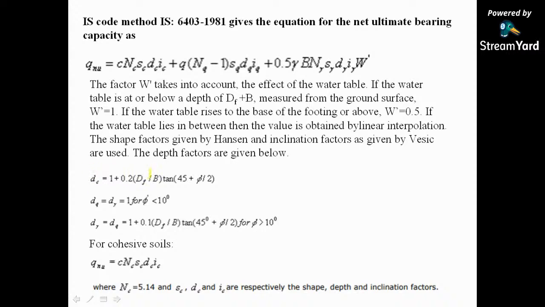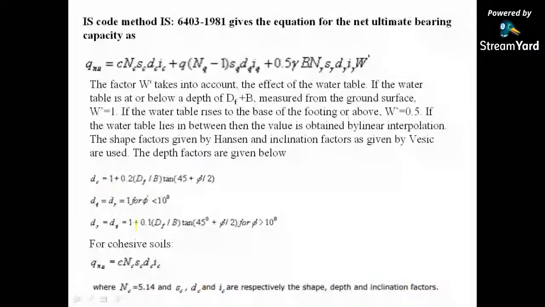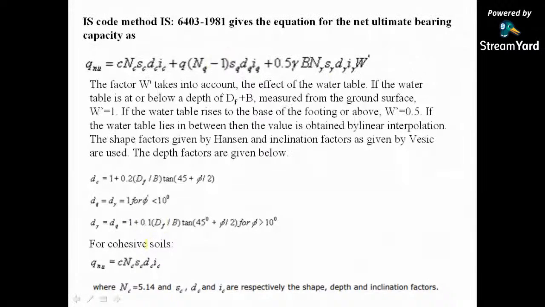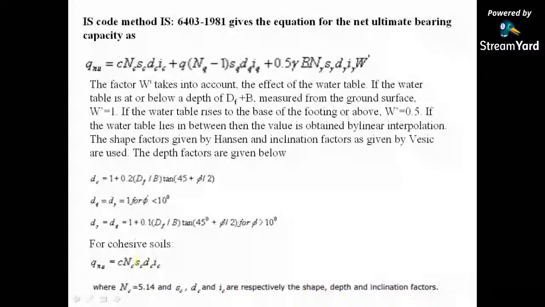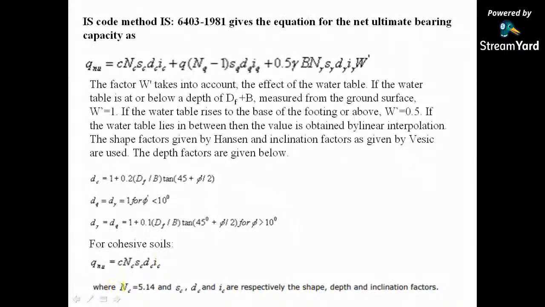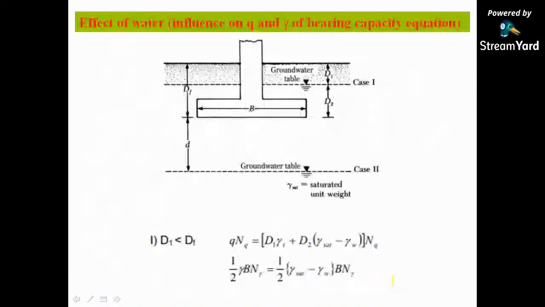So Dc, this formula; Dq and D gamma, this formula, when phi' is less than 10 degrees. And if it is greater than 10 degrees, then D gamma and Dq are calculated by this formula. When the soil is cohesive, then there will be no q and gamma. There will be only c, Nc and these factors, where Nc equals 5.14 and Sc, Dc, Ic are respectively the shape, depth and inclination factors.